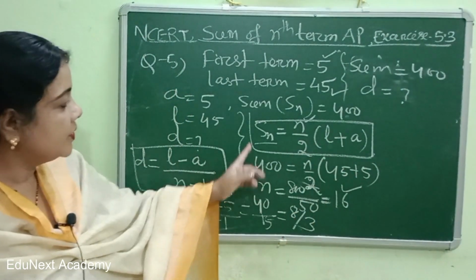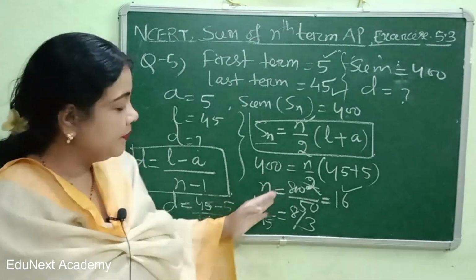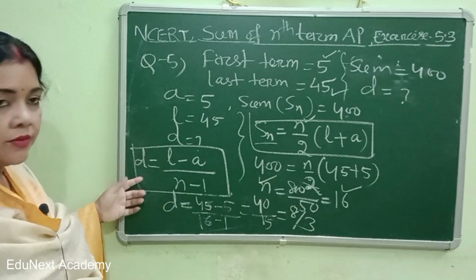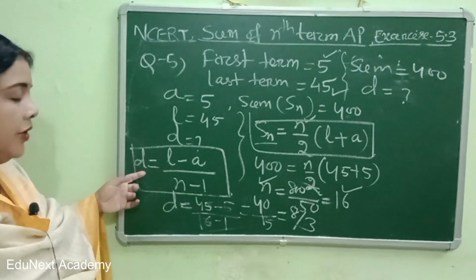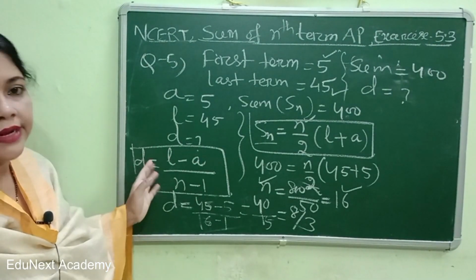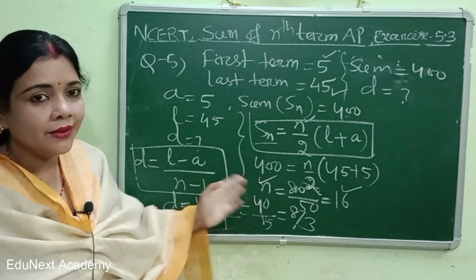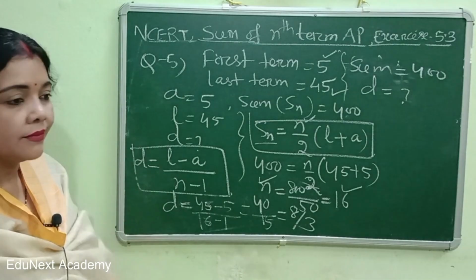Now you just put all the values whatever given, then find out n. After finding out n, another formula is how to find out d here. So common difference d is equal to (L minus A) divided by (n minus 1). So very simple but tricky. Okay, you need to remember.